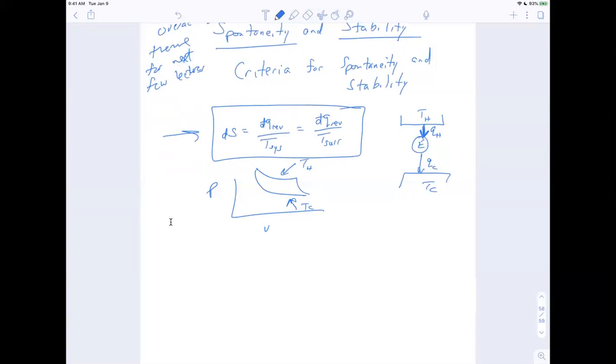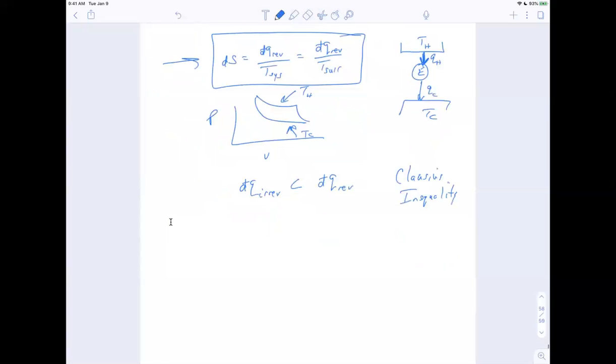The other thing I want to point out is that dq irreversible is less than dq reversible. And this was what led us to the Clausius inequality.